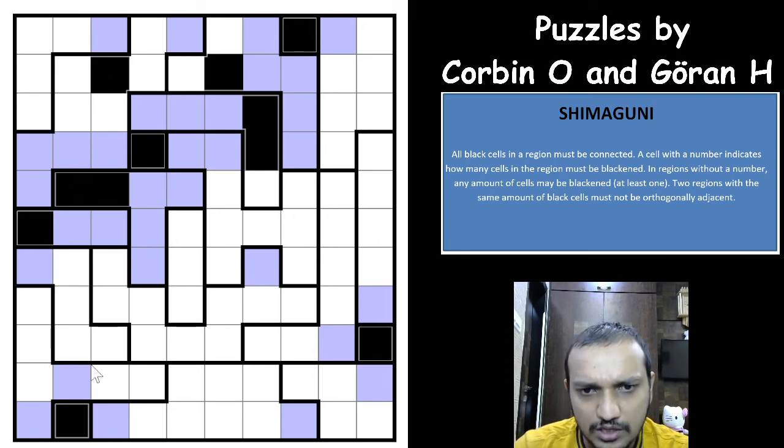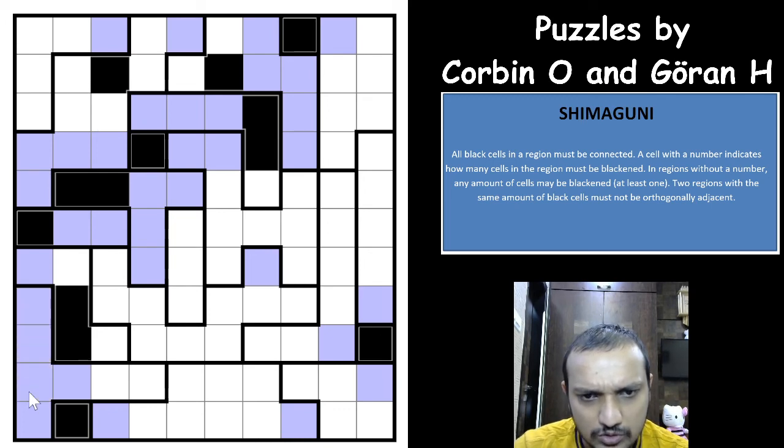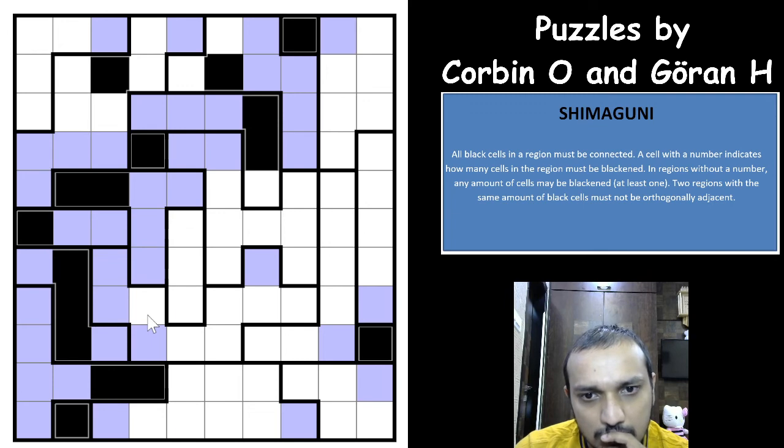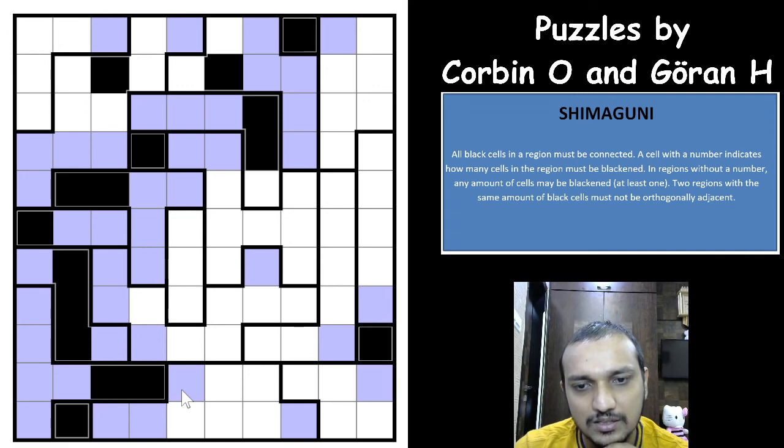This region is connected to a 1 cell region, 2 cell region, right? So at least 3 cells would have to be shaded. So this is unshaded now, which means at least 2 only will have to be shaded here. So this is a 3 shaded cell region, this is a 2 shaded cell region. Wow, now we are getting somewhere with this puzzle here, not Sudoku.